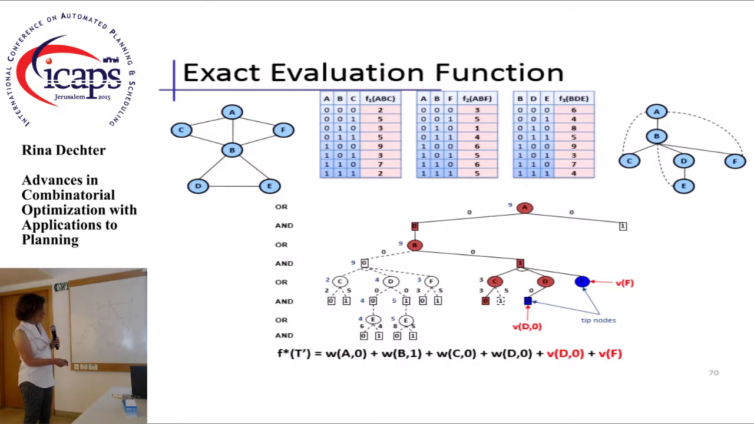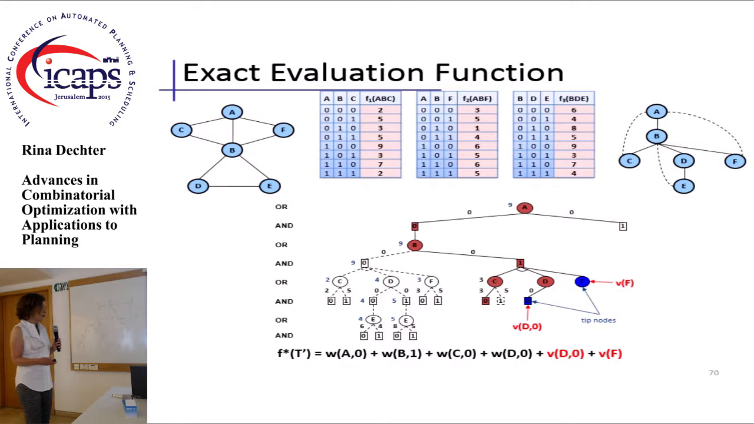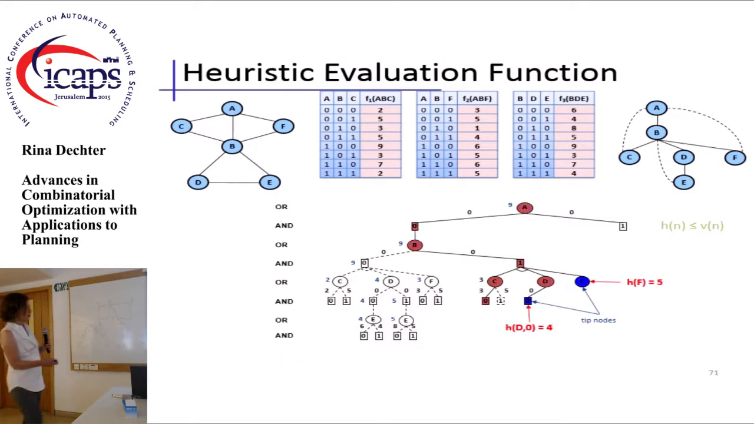So the cost is composed of, this is sort of the G, the cost of the weights on the partial tree that I am examining. So the weight on A on this arc plus the weight on this arc plus the weight on C equals 0, C zero is here, plus the weight on D equals zero, it's here. And then we have going here, we replace this, this would be the heuristic evaluation function, but these are the exact values, but we don't have them. If we don't have them, we replace them with heuristic functions.